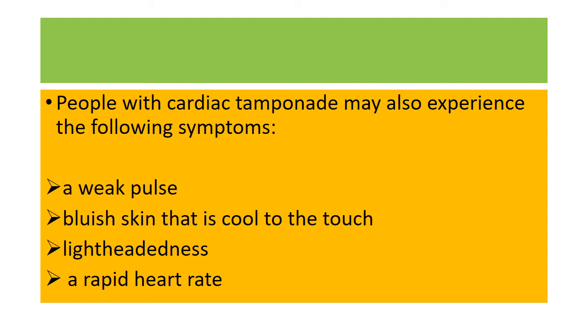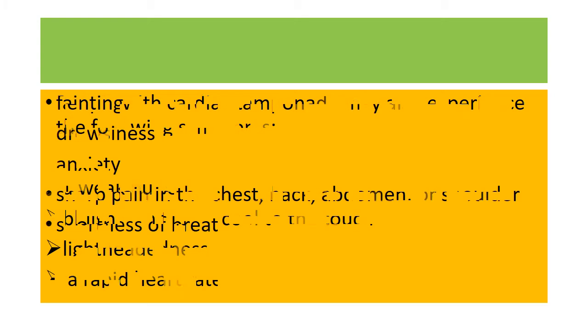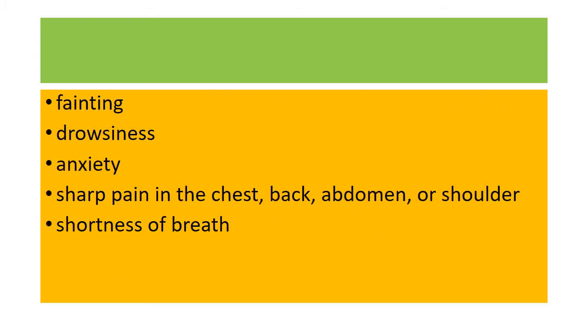People with cardiac tamponade may also experience more symptoms, such as a weak pulse, bluish skin that is cool to touch, lightheadedness and a rapid heart rate, and fainting, drowsiness, anxiety, sharp pain in the chest, back, abdomen or shoulder, and shortness of breath.